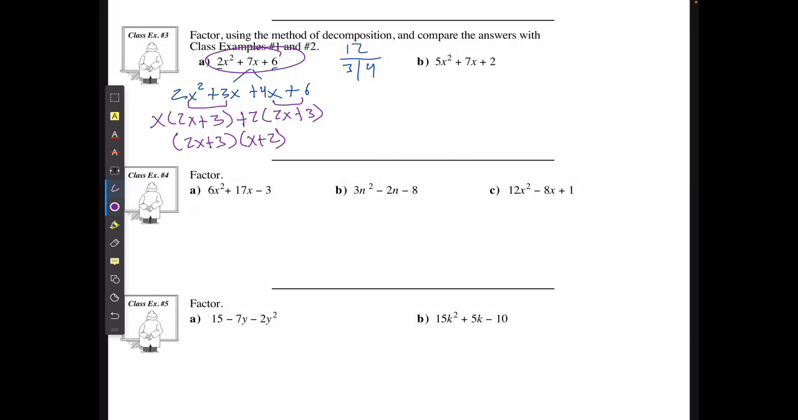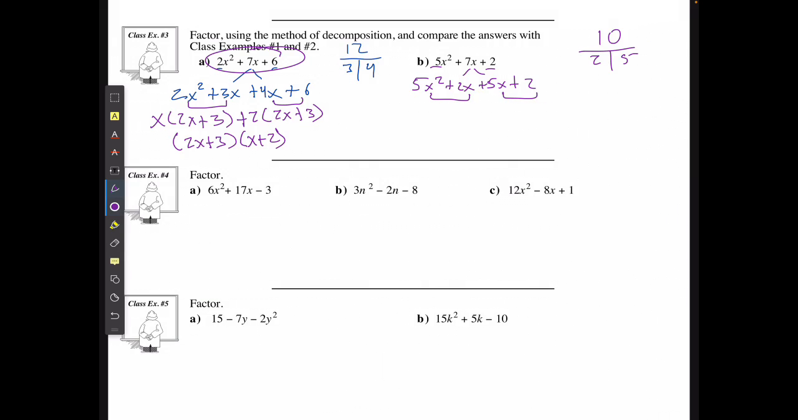Same thing with this one. I'm going to start by taking the 5 and the 2, multiply them together and get 10. I need two factors of 10 that add up to 7, and they're going to be 2 and 5. So I can say that I have 5x squared. This is going to split up into 2x and 5x. And my constant at the end is still going to stay the same. And then I'm going to factor by grouping.